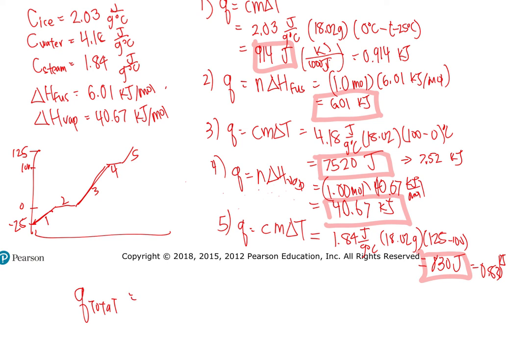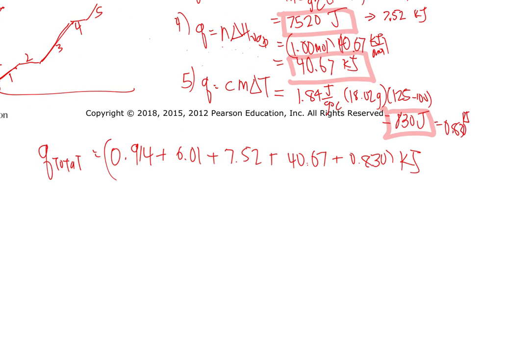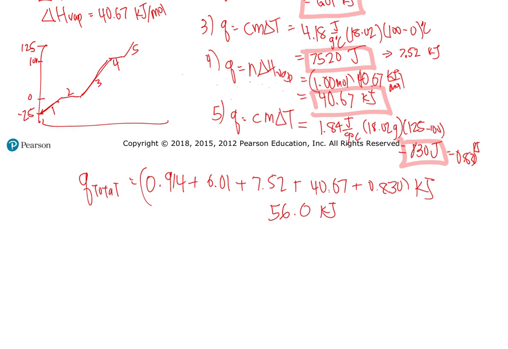So now my total heat is going to be 0.914 plus 6.01 plus 7.52 plus 40.67 plus 0.830. All of those are kilojoules, which gives me a value of 56.0 kilojoules. So you can see the biggest amount of energy came from evaporating it. That's pretty wild, which makes sense because we've got to break those IMFs.